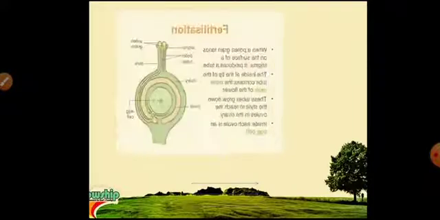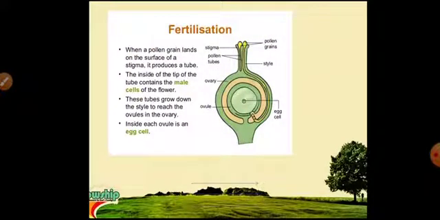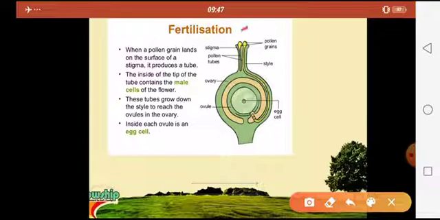The last one is about fertilization. Fertilization is the fusing of a male reproductive part with the female reproductive part. Okay, a fusing of male and female reproductive parts. When a pollen grain lands on the surface of the stigma, it produces a tube. Take a look at the tube here. And then the inside of the tip of the tube contains the male cells of the flower. The tubes grow down, friends.